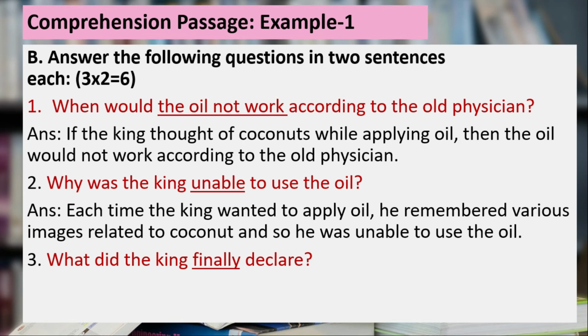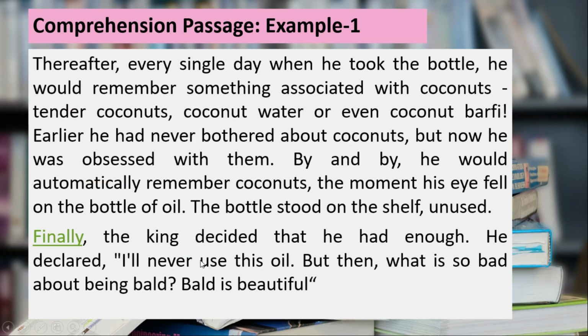So you don't have to read the entire passage again. What are you doing actually? It is scanning, locating the specific information. 'Finally' is definitely available in the last paragraph of the passage. You don't have to go to the first paragraph. You can just go to that last paragraph. Finally, you can see here, right? Finally the king decided that he had enough. He declared, I'll never use this oil.